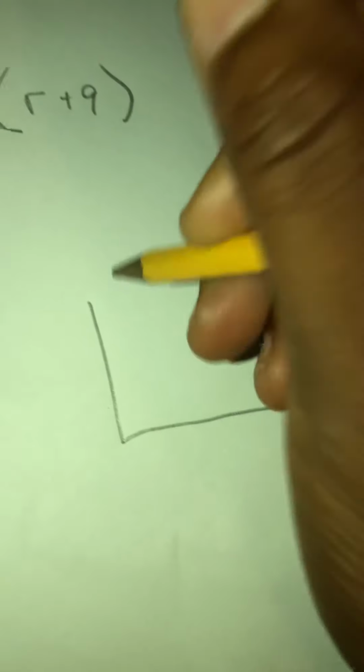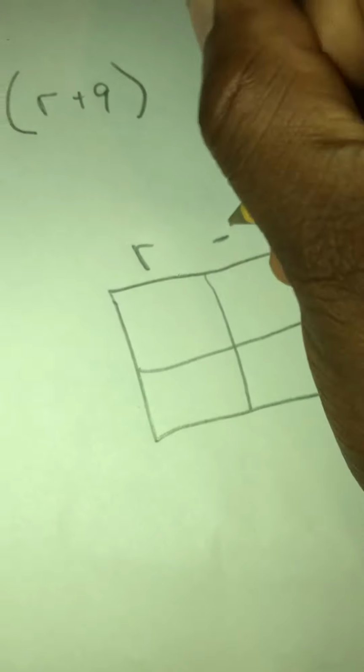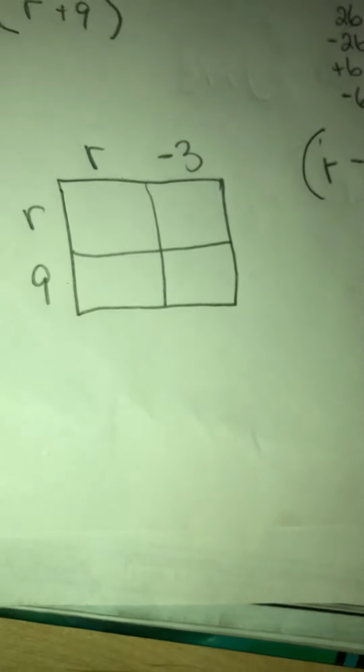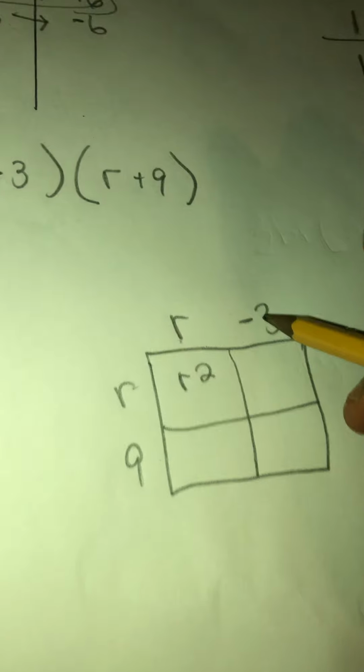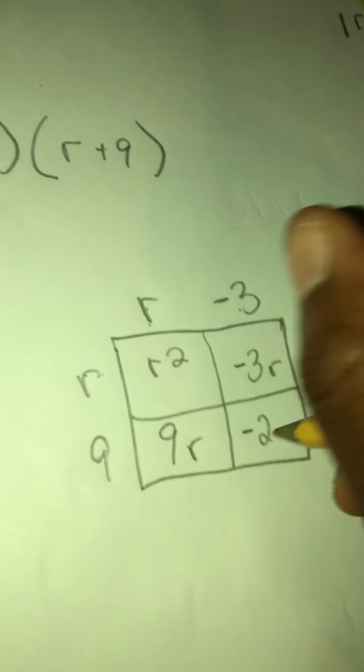Now, how do I check to see if my answer is correct? I can simply do FOIL, distribution, or the box. I'll do the box. So I'm going to put r minus 3 and r plus 9. It doesn't matter where each one goes. It should be the same. So I know that r times r is r to the second power. I know that negative 3 times r is negative 3r. I know that r times 9 is 9r. And then I know 9 times negative 3 is negative 27.